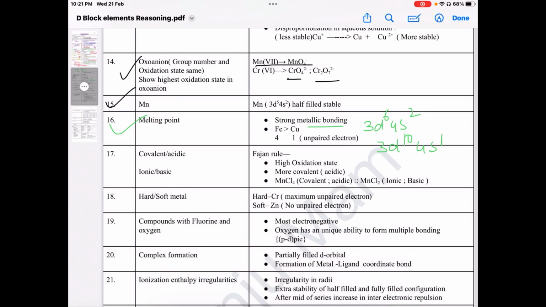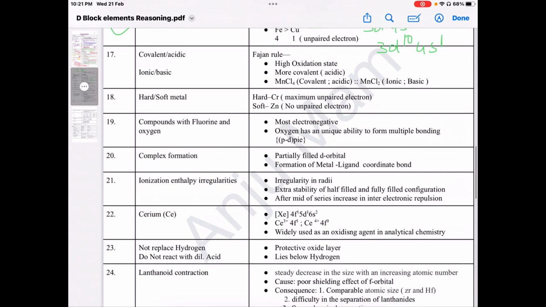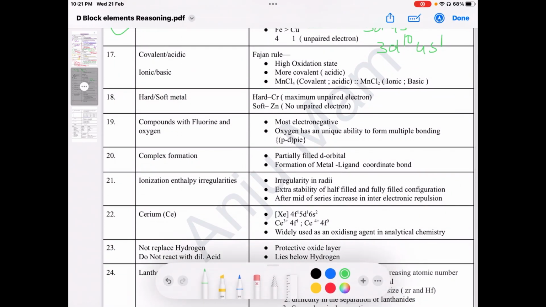Next part is covalent or acidic behavior, or ionic or basic. All these questions we answer with the help of Fajan's rule. According to Fajan's rule, smaller size and higher oxidation state mean more polarizing power and more covalent character. Smaller the size, more the polarizing power, more the covalent character.